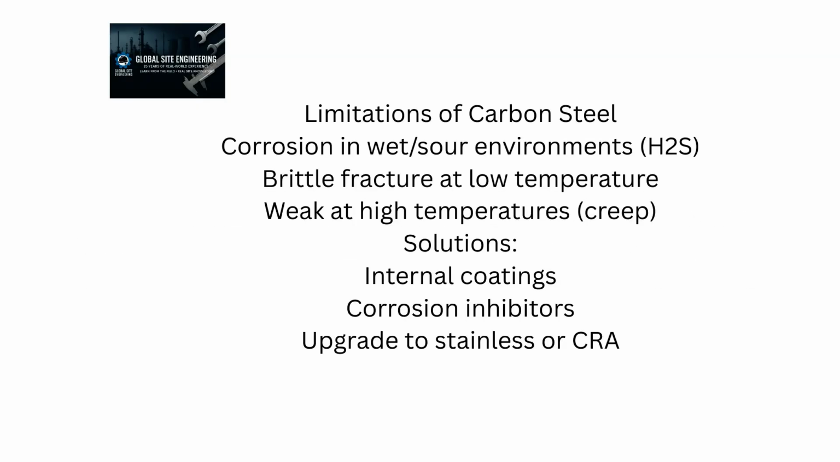Limitations of carbon steel. Now let's talk about the drawbacks. Carbon steel is prone to corrosion, especially in sour environments with hydrogen sulfide. At low temperatures, it becomes brittle. And at high temperatures, it loses strength and may deform over time, a phenomenon called creep. To overcome these, we can use internal coatings, corrosion inhibitors, or upgrade to stainless steel or CRA materials.